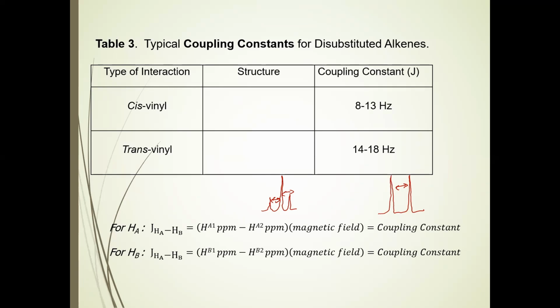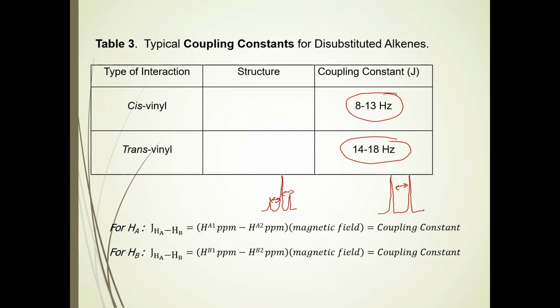But we do see in this table a difference here for the cis. It's 8 to 13 hertz. Trans couplings are in the range of about 14 to 18, and they really don't overlap, so you can use this as a method for distinguishing cis and trans. The calculation is given down below for HA or HB.